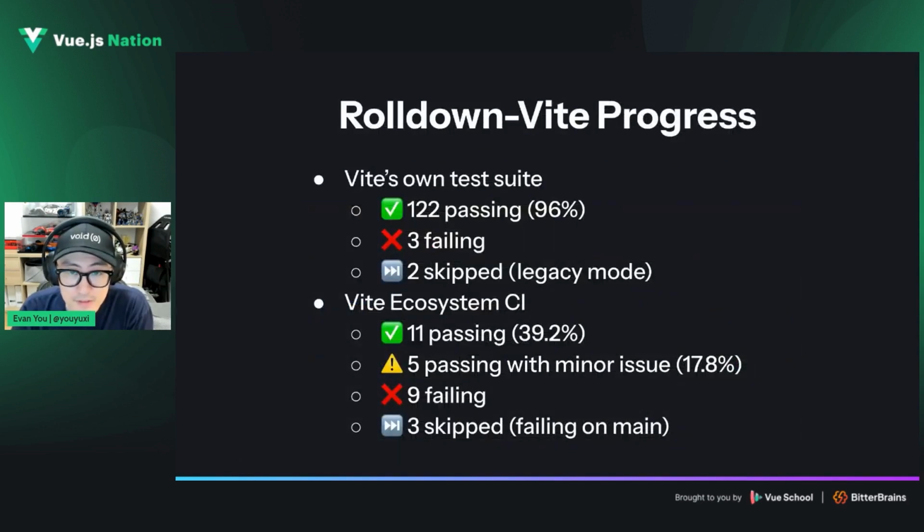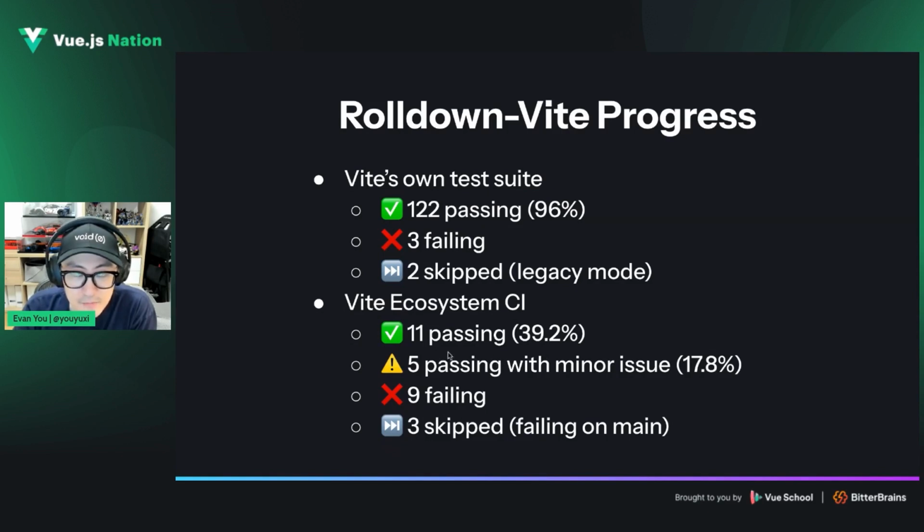So Rolldown-Vite progress. An overview of the test cases. Vue's own test suite using Rolldown is pretty much all passing. The 3 failing cases are all really edge cases, and we know how to fix them, but they're just not prioritized because very few people will actually be affected by these. So we're focusing on the ecosystem CI right now.